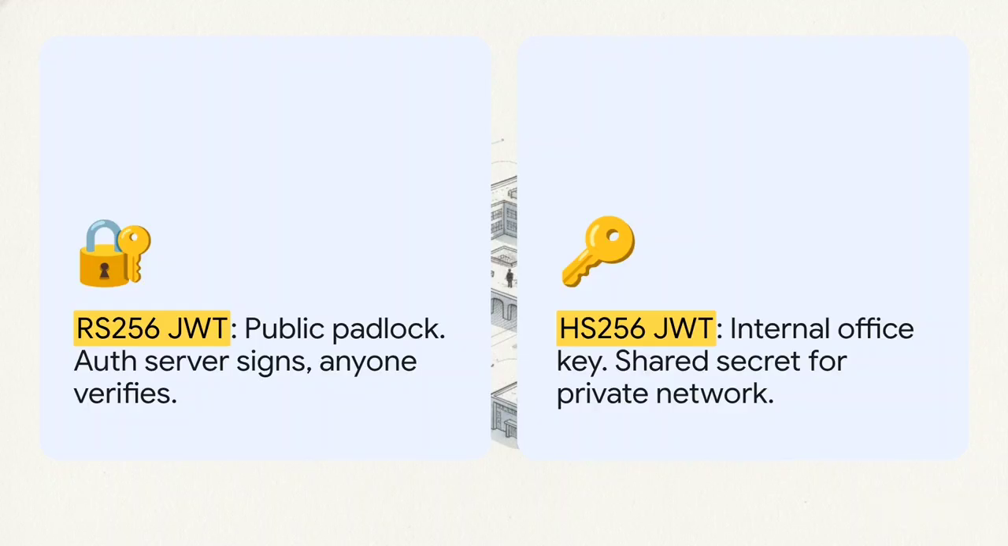On the flip side, our internal automated services, like background workers, they use HS-256 tokens. That's more like an internal office key with a single shared secret. It's much simpler, much faster, but it's really only safe for internal service-to-service traffic that never ever leaves the private network. And of course, Passport.js is our authentication specialist here, capable of reading both of these badge types completely effortlessly.